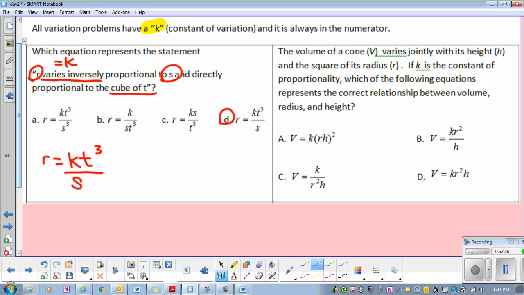Questions about that? So the volume of a cone V, so they tell you the variable, varies equals k jointly with its height h. Okay, so let me start writing this down. V equals k h. Since they said varies jointly, I'm expecting another variable, right? And the square of its radius. Guys, did it say square root? No, so it's r squared, right? If k is the constant of proportionality, which of the following equations represents the correct relationship between volume, radius, and height?